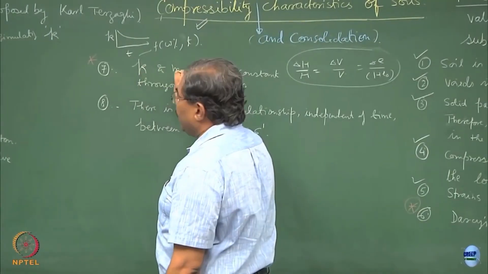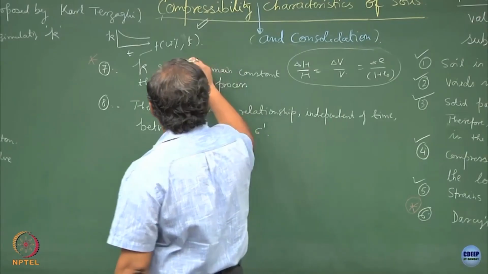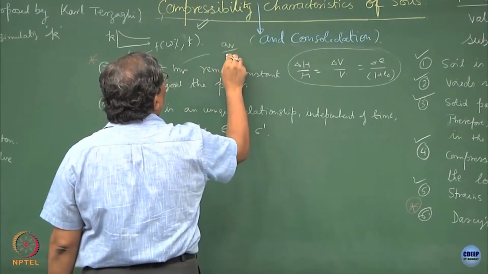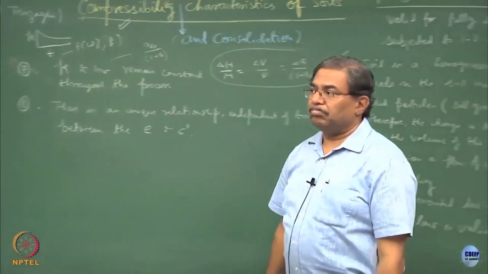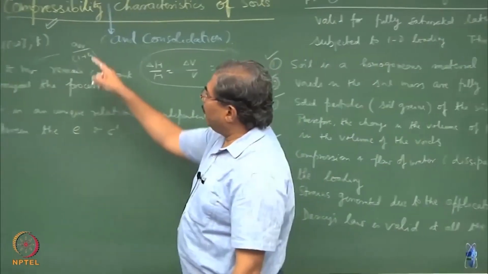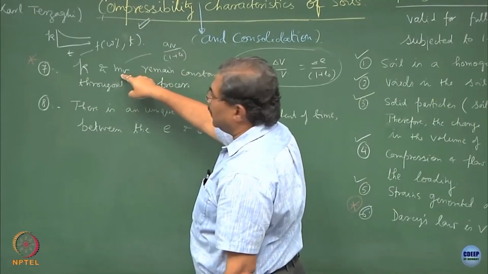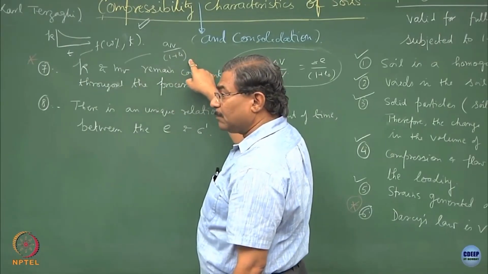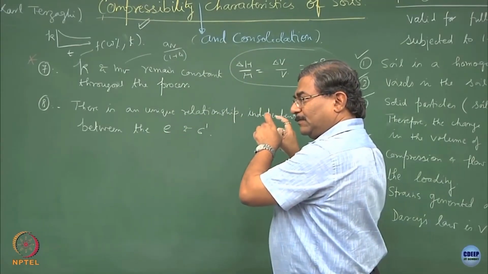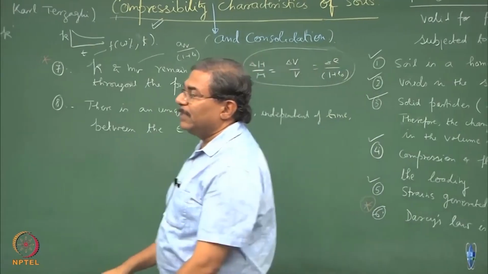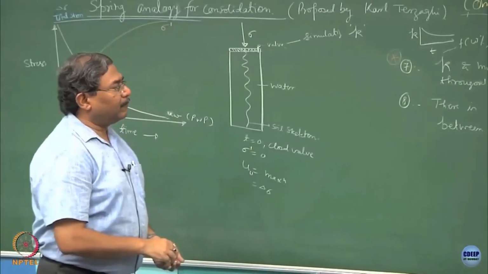Fine. MV also does not remain constant, just now we have seen. So, MV is AV over 1 plus e naught, and AV is delta e upon delta sigma. So, truly speaking, MV is a term which depends upon the delta sigma. So, as delta sigma increases, MV value decreases. So, this is a violation of Terzaghi's theory in real life.